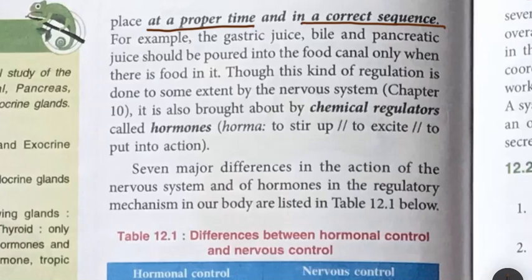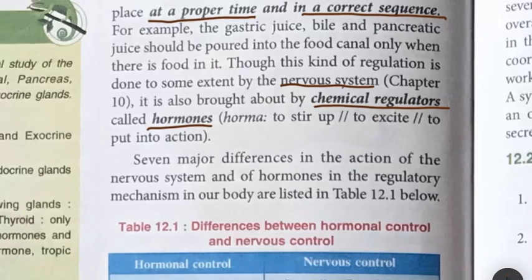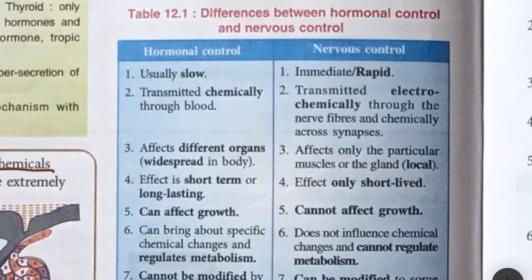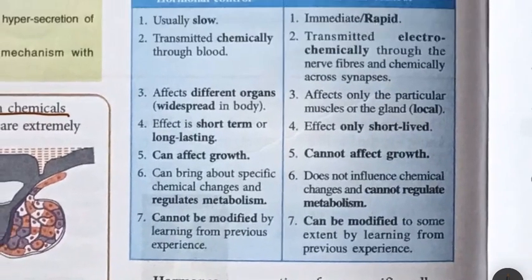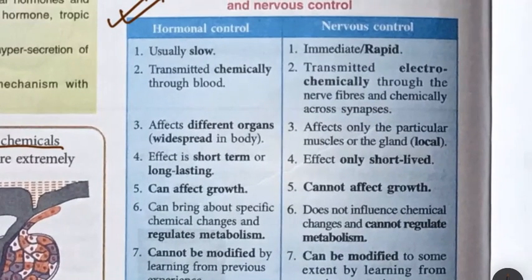Otherwise, when you are sleeping, when you are not eating, apart from your lunchtime, these juices should not be produced in the body when there is no food in the food canal. This kind of regulation, to some extent, is done by the nervous system, but it is also brought about by chemical regulators which are known as hormones. You will see the 7 differences in the action of the nervous system and the hormonal control in this table. Go through it and please write it down, your first assignment for the day.